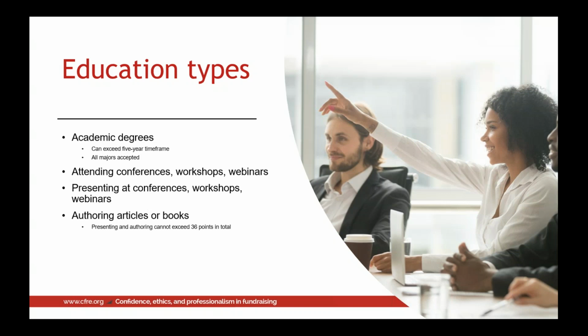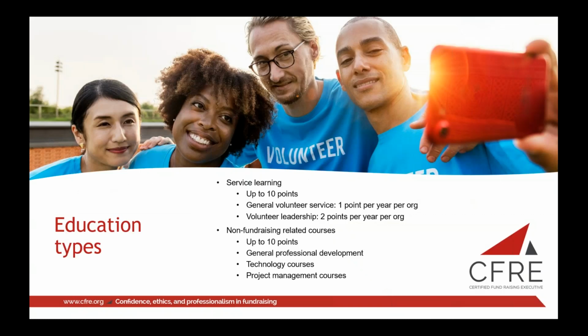You can also earn points by authoring articles, books, or book chapters for a maximum of 36 points towards that education requirement of 80. Again, anytime you author or write articles, it cannot be a part of your employment responsibilities and be listed as education. Anytime you do a presentation or develop content for a book or an article for your organization as part of your employment, that can be listed as professional performance.